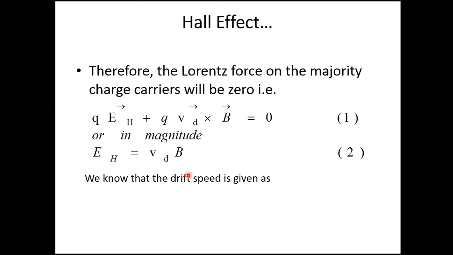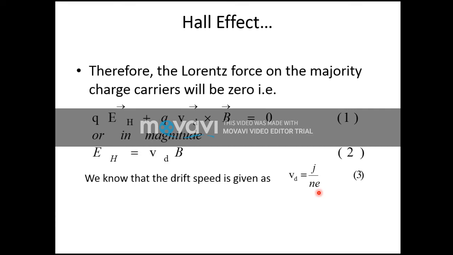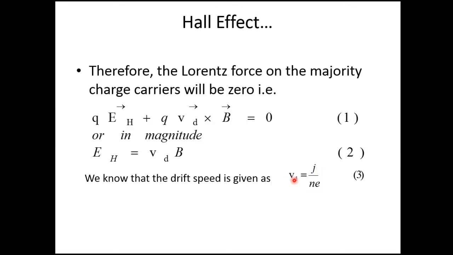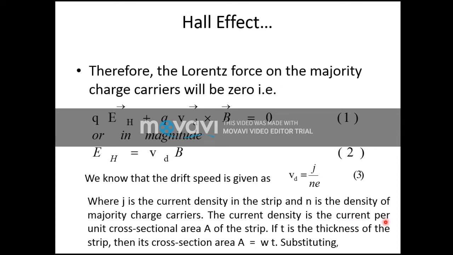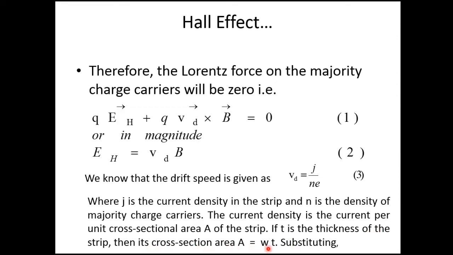We know that the drift speed is given with this formula. You know that J is the current density here, n is the density of charge carriers, e is the charge on the electron or charge on the hole. So vd is the drift velocity. This is coming from J is equal to nevd, as you know. So vd is equal to J by ne, where J is the current density in the strip and n is the density of majority charge carriers. The current density is the current per unit cross section area of the strip. If t is the thickness of the strip, then its cross section area will be W into t.